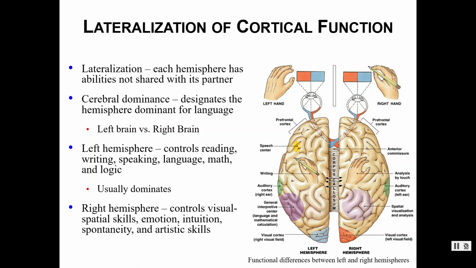Cerebral dominance is the idea that one of your hemispheres is, quote-unquote, more dominant than the other. So a lot of people say they're left-brained or they're right-brained. Your left hemisphere, for most people, is usually dominant, and again, that's a generalization. Most people, not everybody. This controls your reading, your writing, your speech, your language, your math, your logic. Your right hemisphere controls, again, your visual spatial skills, emotions, intuition, spontaneity, artistic skills, lots of just other types of skills.